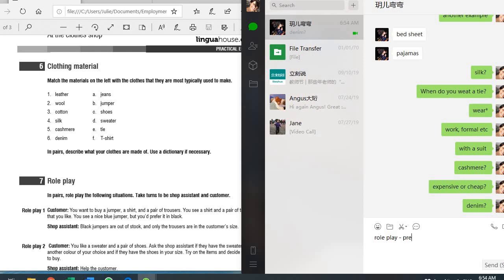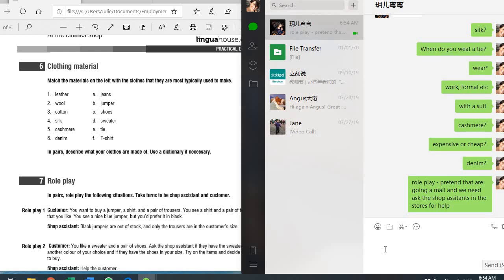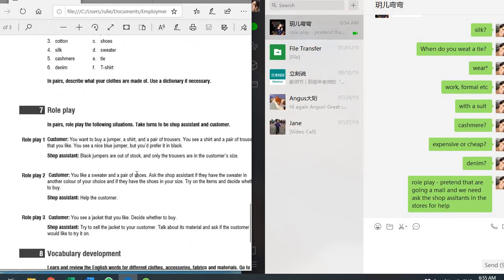Okay, so what we're going to do now is we're going to role play. So we're going to pretend that we are going to a mall, and we need to ask the shop assistants in the stores for items, right? For help. So, for example, in section 7, where it says role play number 1. So you want to buy a jumper, a shirt, and a pair of trousers. You see a shirt and a pair of trousers that you like. You see a nice blue jumper, but you prefer it in black. So what do you say to the shop assistant?